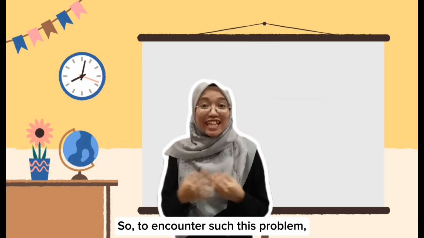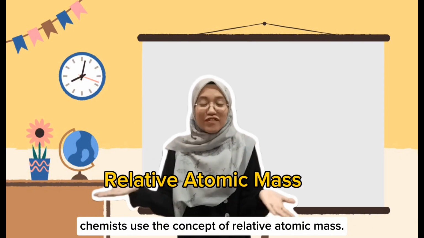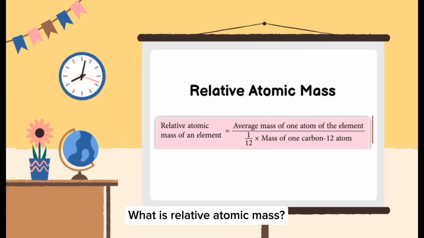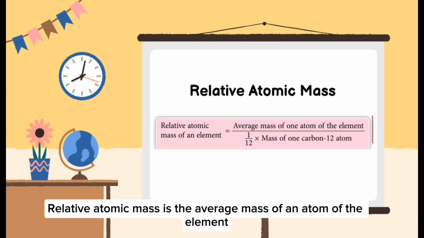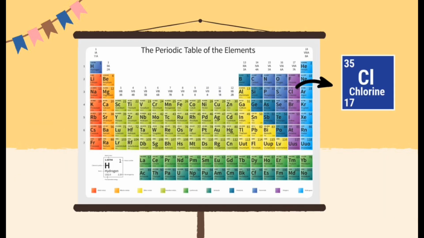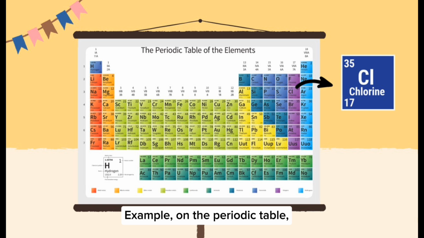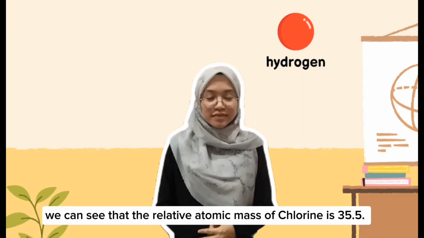So, to solve such a problem, chemists use the concept of relative atomic mass. What is relative atomic mass? Relative atomic mass is the average mass of an atom of the element compared to 1/12 of the mass of one carbon atom. Example, on the periodic table, we can see that the relative atomic mass of chlorine is 35.5.